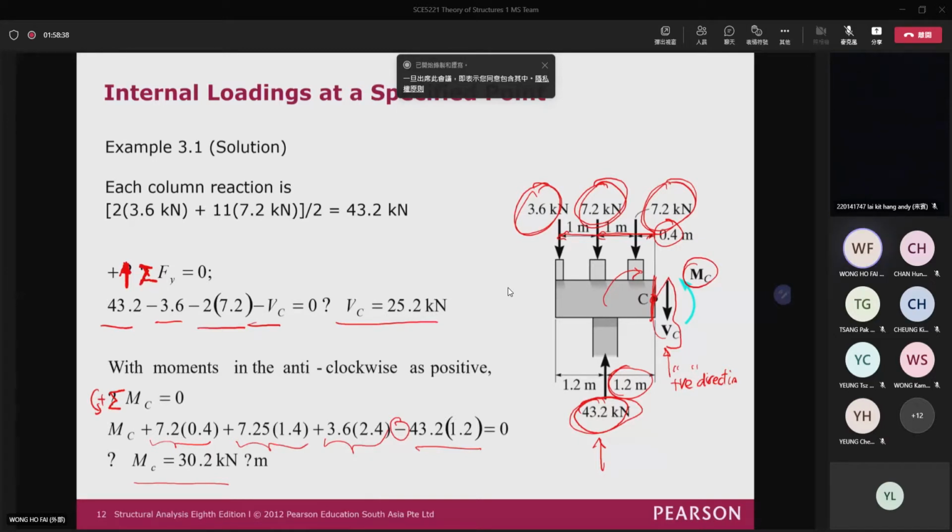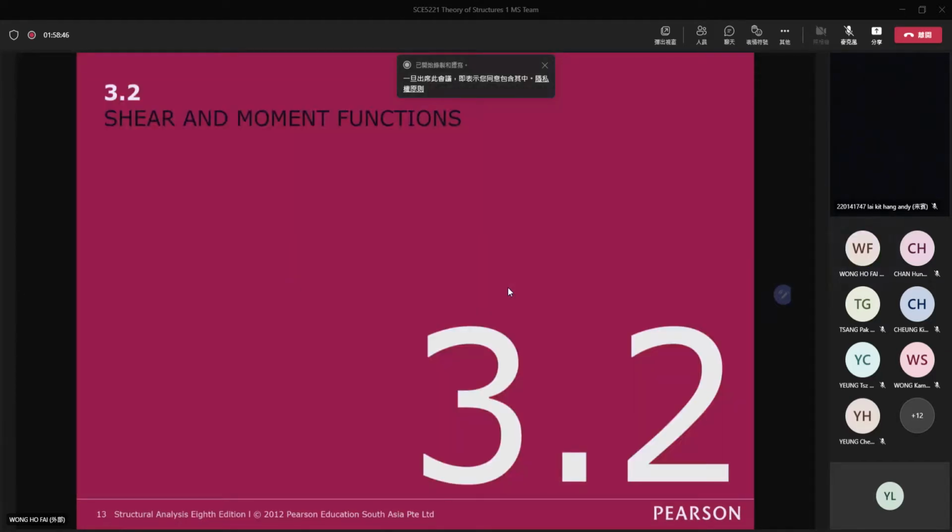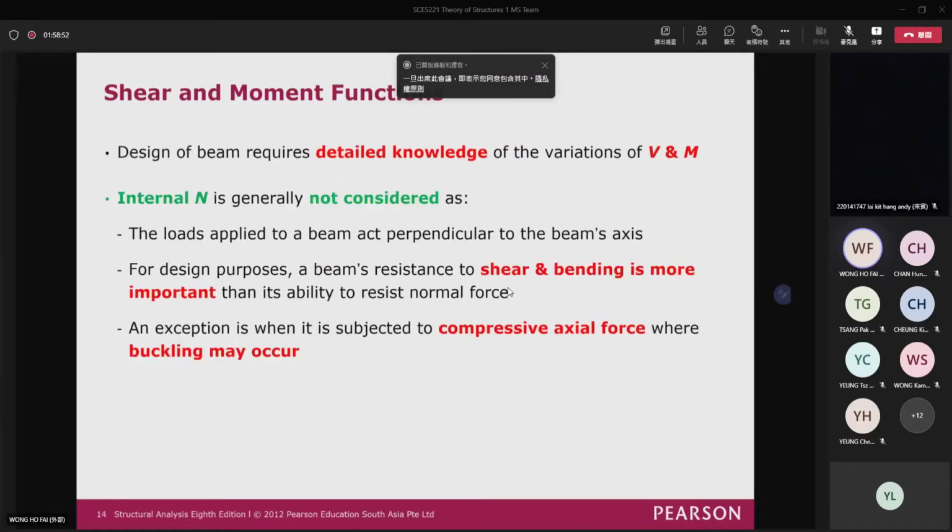Okay, then, after talking about the shear and the moment at a specified point, we can mention the shear and moment function. Usually when we design beam structures, we need to know the shear and the moment. It is not enough to know them at a particular location. We need to know the values all along the beam in order to provide enough reinforcement for the section to resist the applied shear and moment.